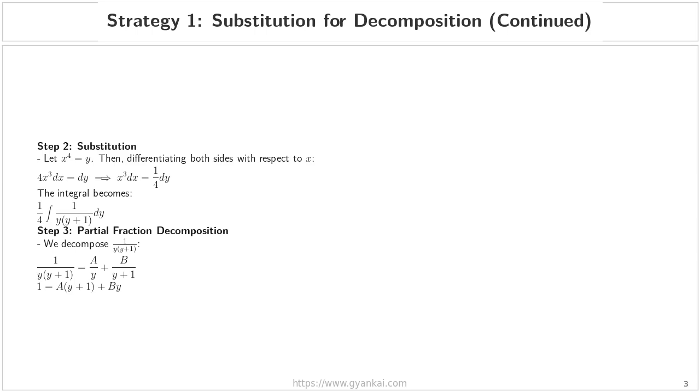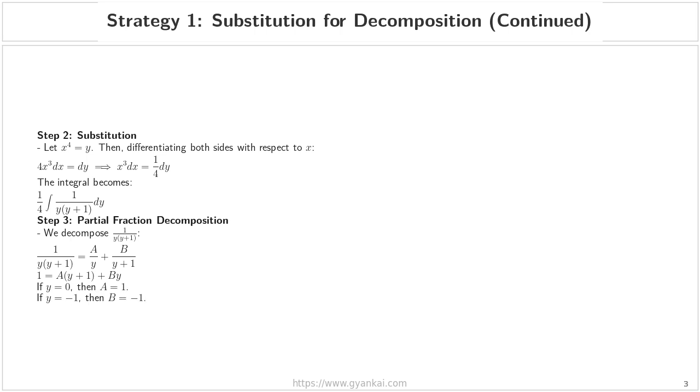Moving on to step 3, partial fraction decomposition. Now that we have a rational function in terms of y, we can decompose it. We want to express 1 over y times y plus 1 as the sum of two fractions, A over y plus B over y plus 1. To find A and B, we multiply both sides of the equation by y times y plus 1. This gives us 1 equals A times y plus 1 plus B times y.